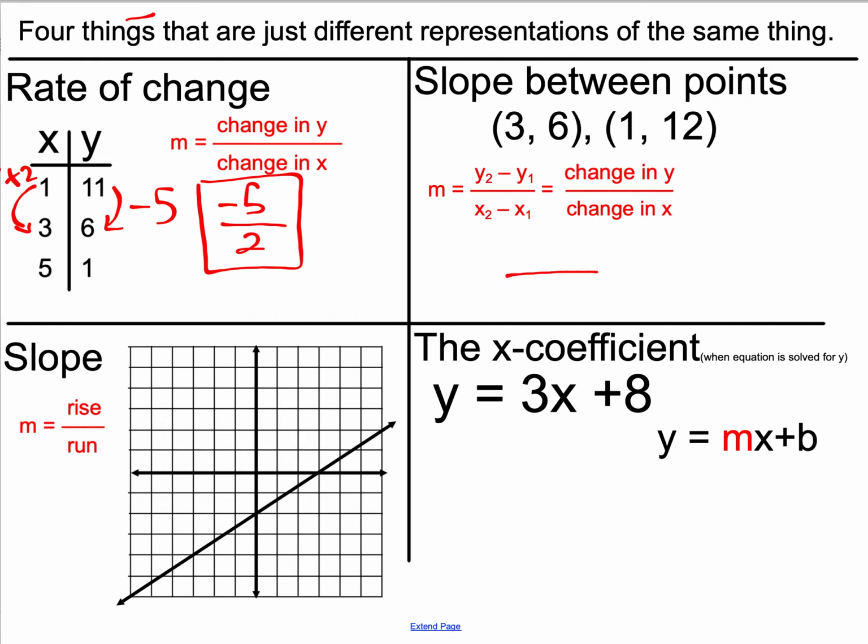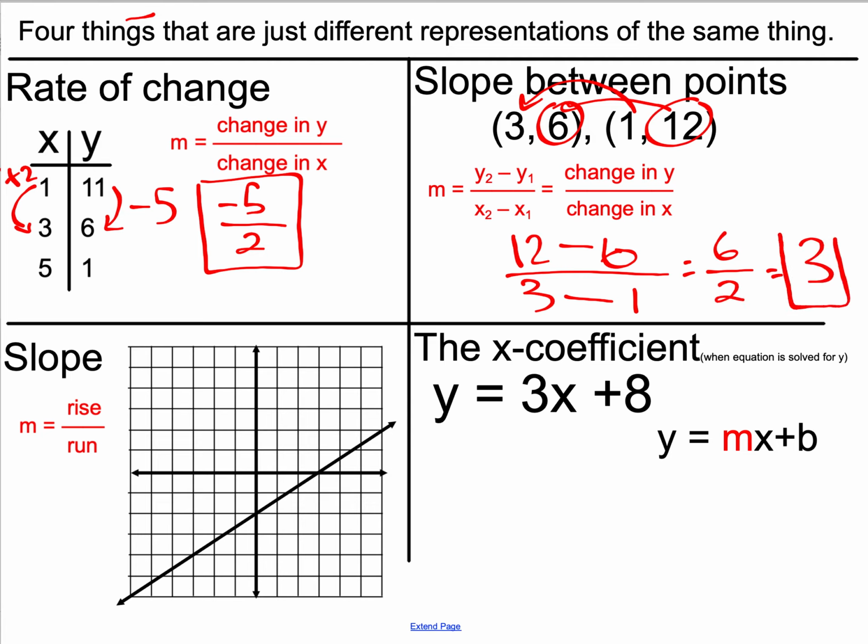We can do slope between points. For this, you use the difference quotient. You fill the y's up top, 12 minus 6. And since I went in that order, my x's need to go in the same order, 3 minus 1. This gives me 6 over 2, which is a slope of 3.